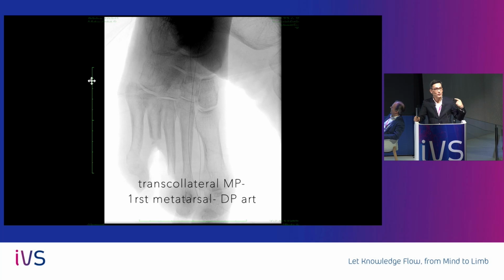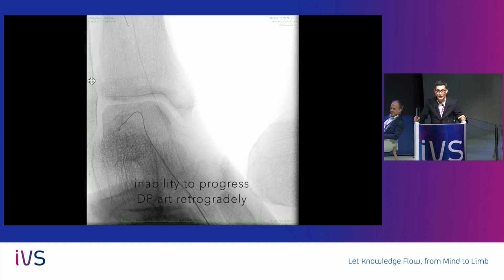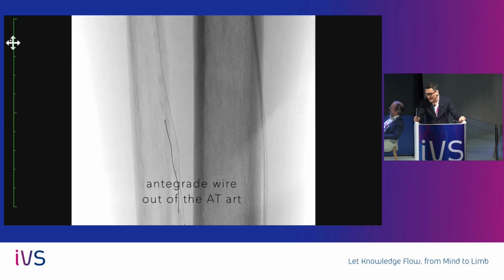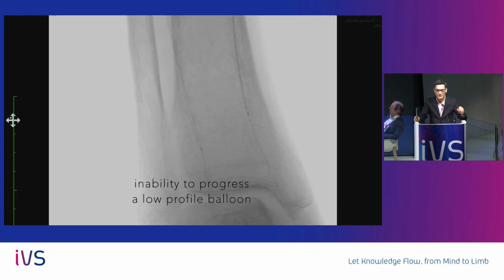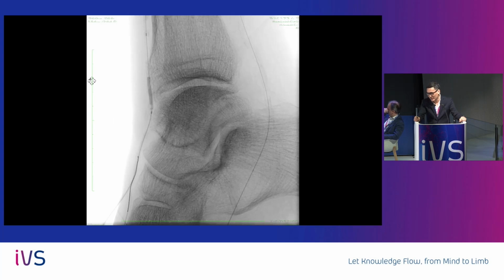And we just tried to recanalize retrograde the anterior tibial, but we didn't have enough support. So we decided just to puncture retrograde the DP using the wire as a landmark. We progressed our wires, you can see, quite nicely, but some stage we got stuck. We were even unable just to progress a small caliber balloon, ultra low profile.